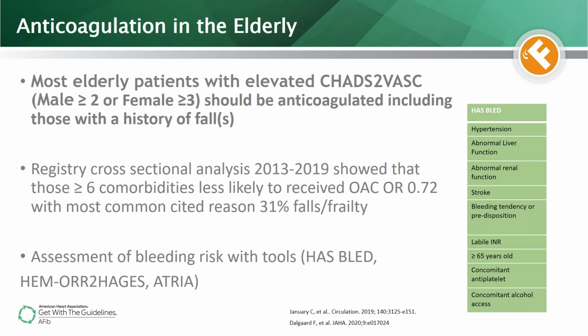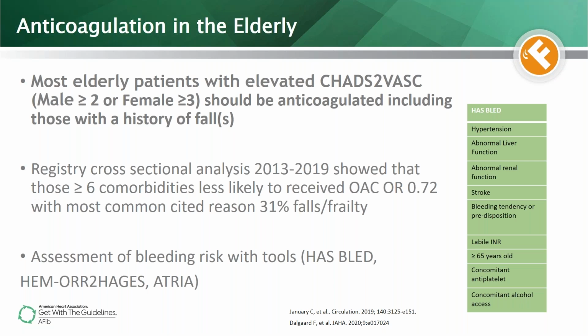We have some tools that help us assess a patient's bleeding risk. I've listed over here to the right a commonly used tool, the HAS-BLED score, but there are other tools available, HEMORR2HAGES and ATRIA. These tools are helpful for us to assess a patient's risk, maybe not to necessarily withhold anticoagulation, but to consider what we can modify. It also does help us look for alternatives.